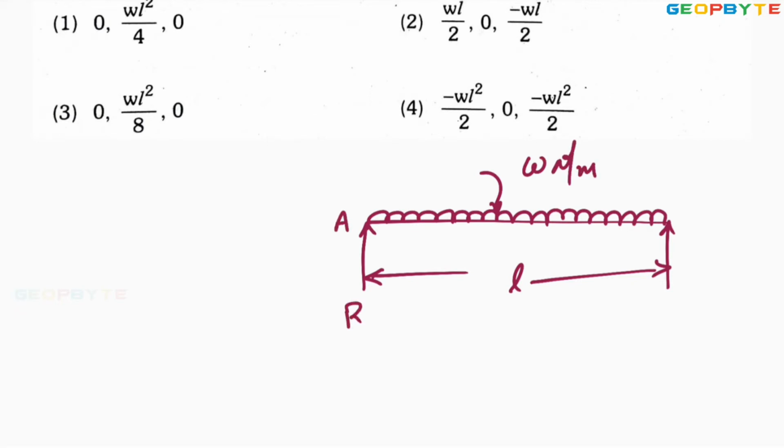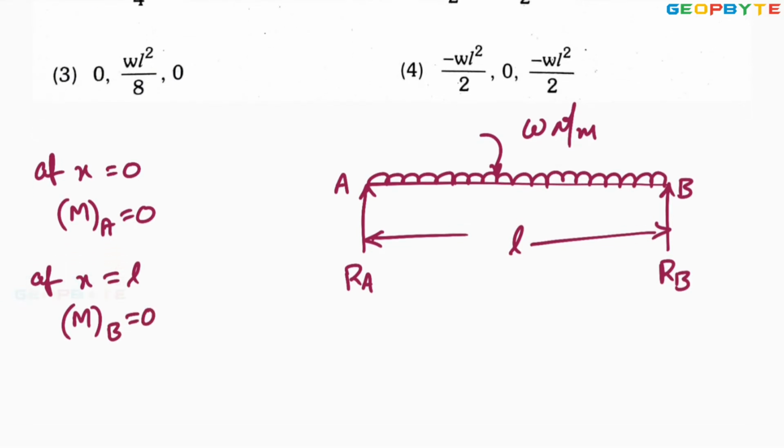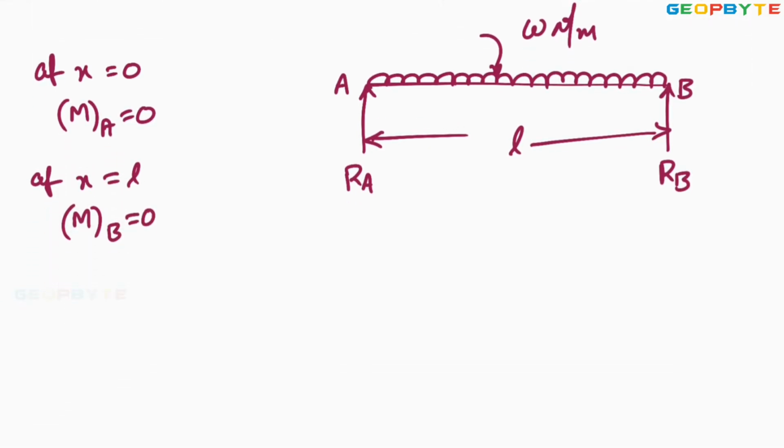At A, the reaction is RA. At B, the reaction is RB. Remember, at x equal to 0, the bending moment at A is absolutely 0. At x equal to L, that is at B, the bending moment at B equals 0. The maximum bending moment occurs at the center. The maximum bending moment at the center equals WL square by 8. That is the formula for deciding the maximum bending moment at the middle of the beam.